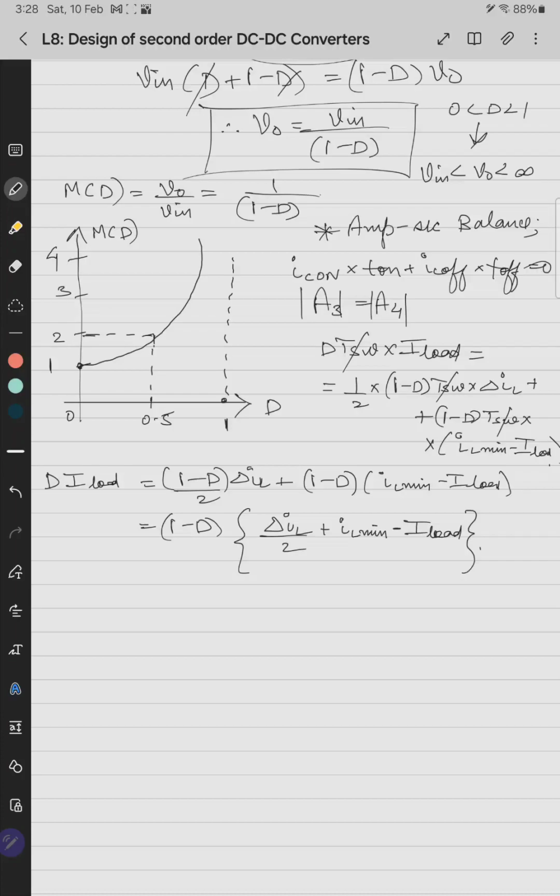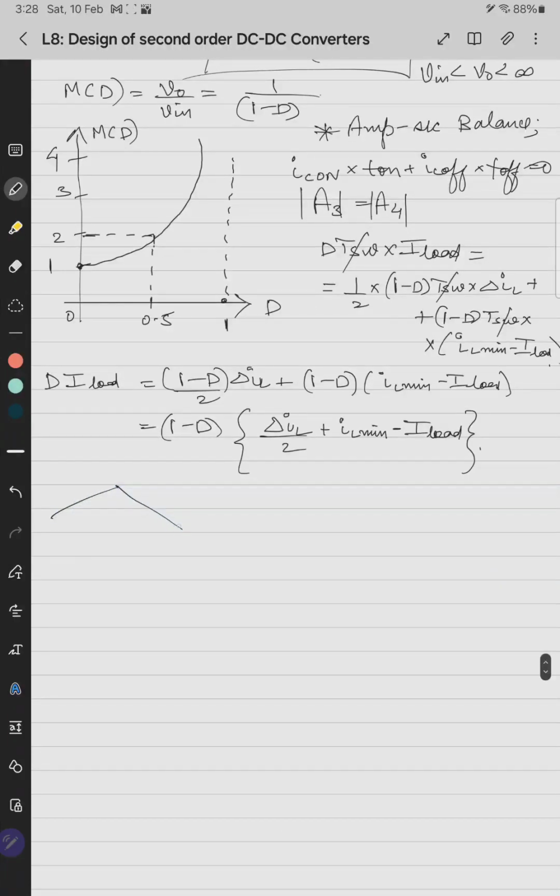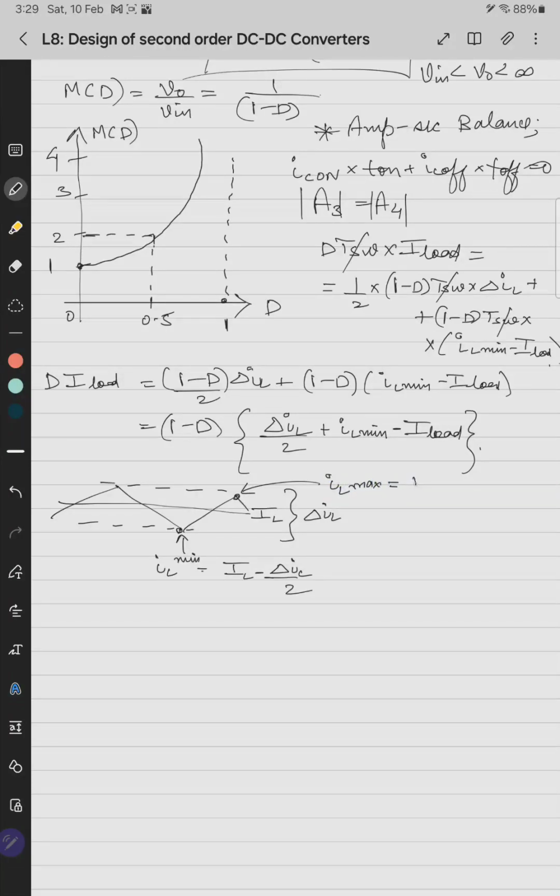So we know that this is capital IL and this is delta IL. So we can write IL minimum as capital IL minus delta IL by 2, and we can write IL max as average value of IL plus delta IL by 2.